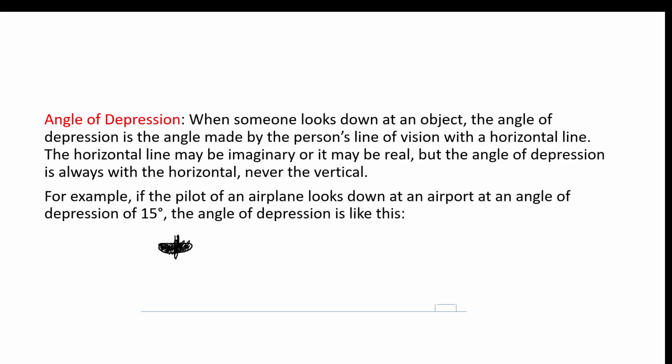And an angle of depression occurs when someone looks down at an object. The angle of depression is made by the person's line of vision with a horizontal line. And the horizontal line might be imaginary or it might be real, but the angle of depression will always be with the horizontal and never the vertical. So, for example, if a pilot of an airplane looked down at an airport at an angle of depression of 15 degrees, the angle of depression would look like what you see in front of you there. There'd be an imaginary horizontal line for you to consider and a 15-degree angle with that imaginary horizontal line.